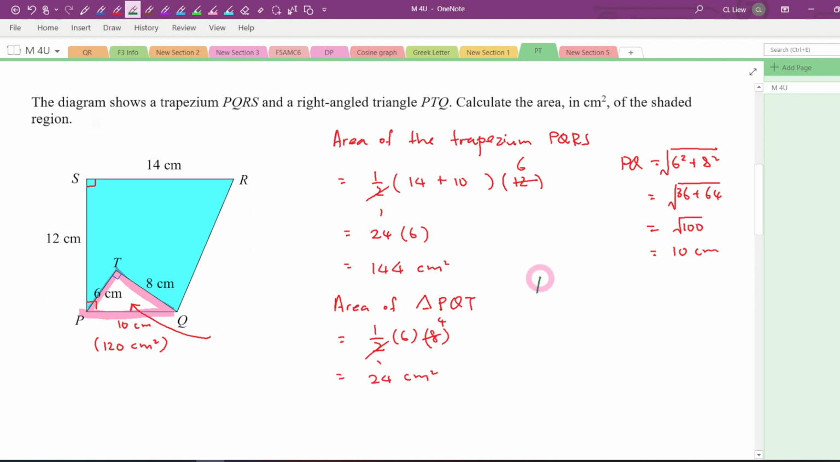Now, the area of the shaded region is the area of the whole trapezium minus the area of this triangle. 144 minus 24. Okay, so this is 120. This is the answer for this question.